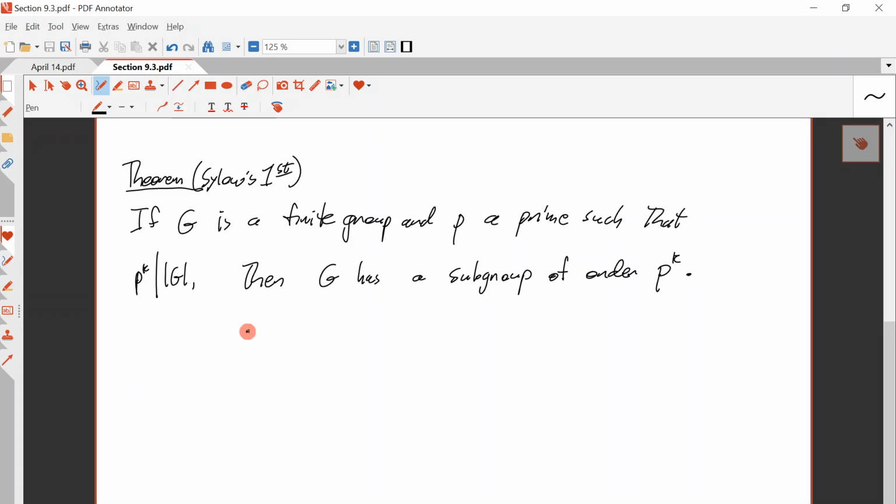And this is in contrast to that example of the converse of Lagrange's theorem, right? The group A4, the alternating group on 4 symbols, had order 12, but it had no subgroup of order 6. Right? 6 divides 12, but there was no subgroup of order 6 in that group A4 of order 12. Of course, 6 is not a power of a prime. 6 is 2 times 3. Sylow's first theorem says that if a prime power divides the order of a group, then you have a subgroup of order that prime power.